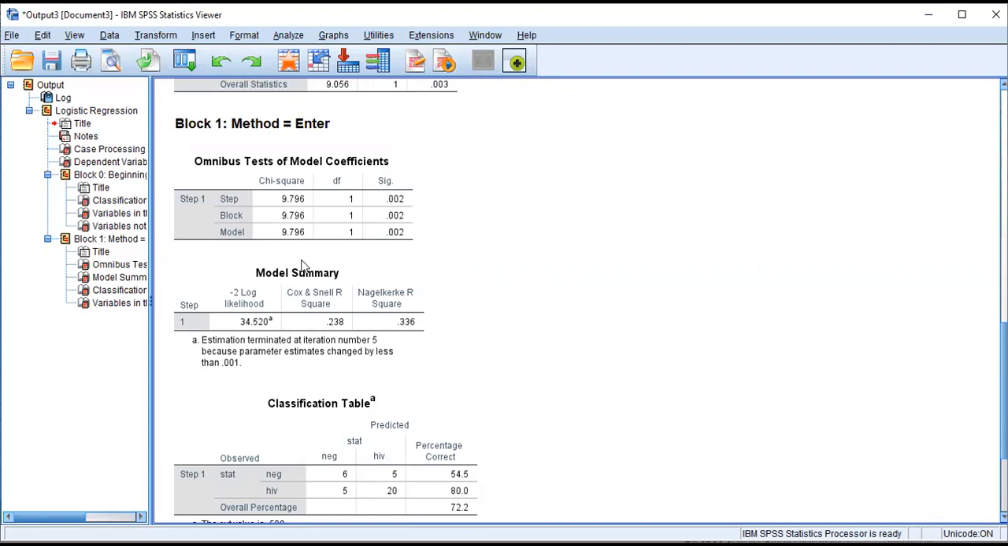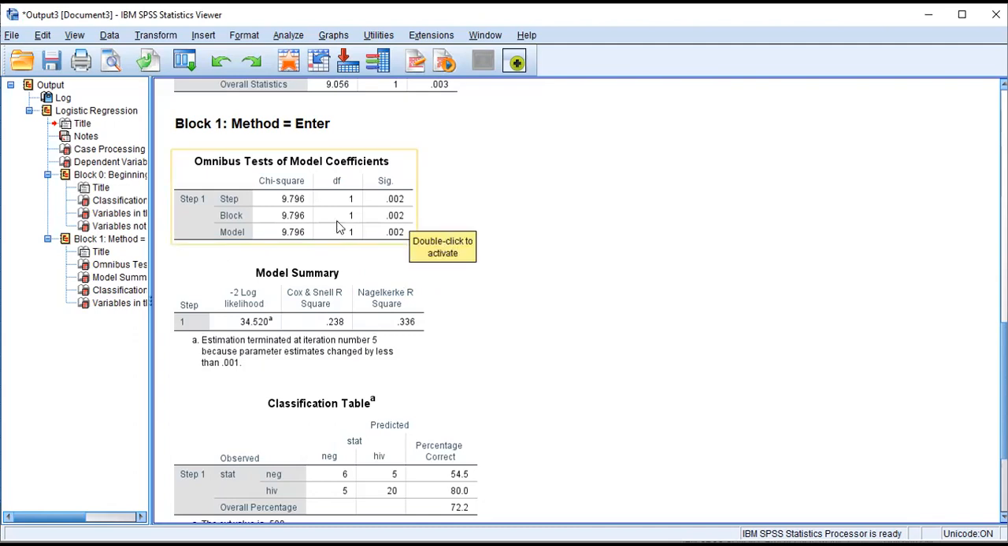Here we have the omnibus test of model coefficients, the chi-square table, which will test the significance level of the model. It is telling us, is this model worth it? Is this model correct at all? Can we rely on this model? What is the model? The model is the hypothesis you're testing. You're checking if HB can influence HIV status. So that is a model.